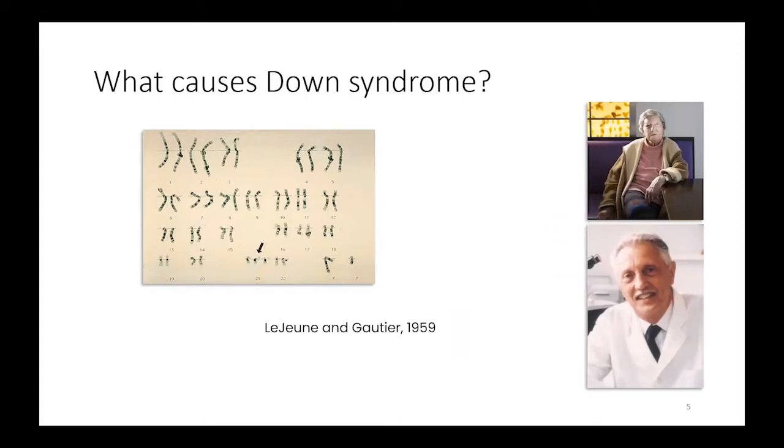It wasn't until 1959 that the genetic contribution to Down syndrome was identified as an extra copy of chromosome 21, which is thankfully the smallest chromosome and has the smallest number of genes. So that makes life a little bit easier for us. And it's a really interesting story on how this was discovered.